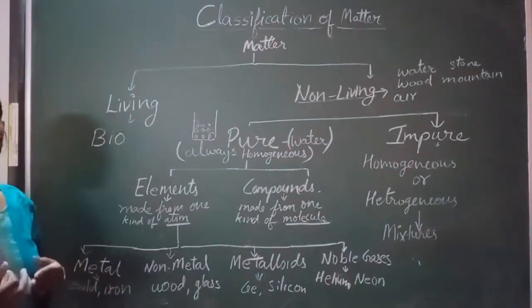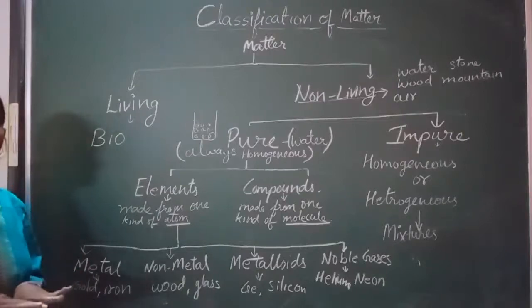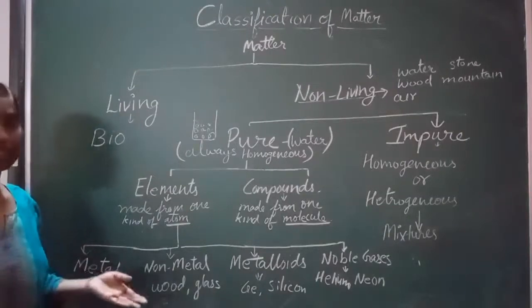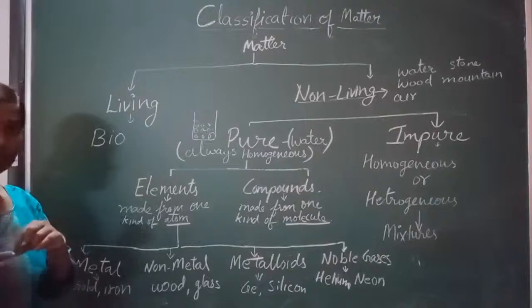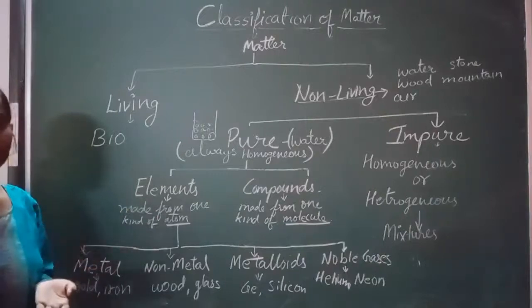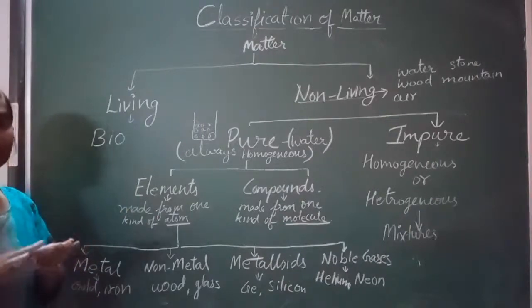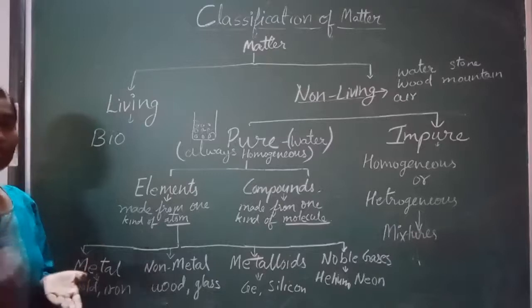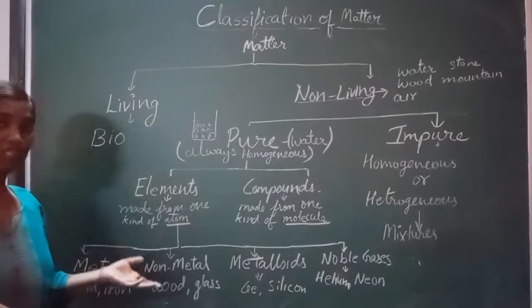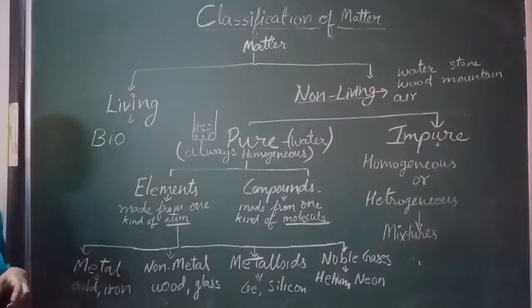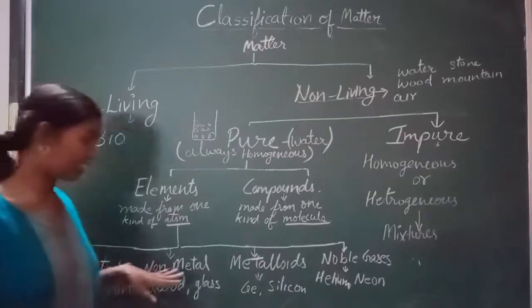Next is non-metal. Non-metal cannot pass the electricity. So where we have to protect from electricity, we are using non-metal. Like the wire is covered with a plastic. You have seen the wire is covered with a plastic because if we touch that plastic, we will not get current because that is a non-metal and non-metal cannot pass the electricity.